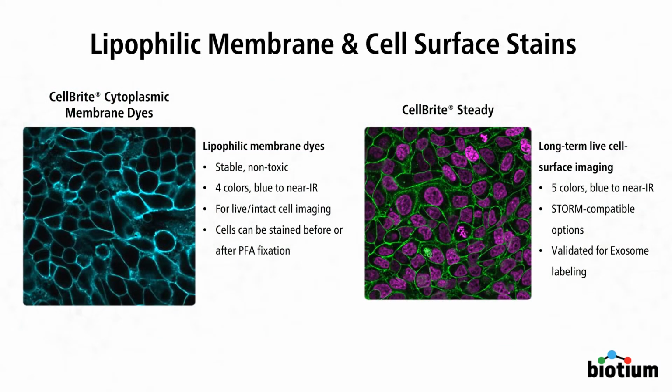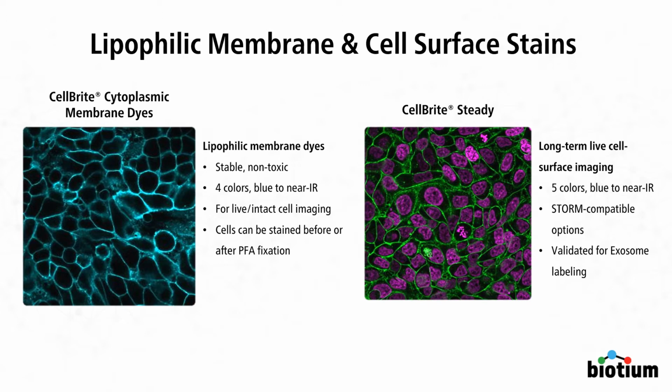Biotium carries a number of dyes to stain the cytoplasmic membrane. Two of the lipophilic membrane and cell surface stains are CellBrite cytoplasmic membrane dyes and CellBrite Steady. CellBrite cytoplasmic membrane dyes are dye delivery solutions that can be added directly to normal culture media to uniformly label suspended or adherent cells in culture. CellBrite dyes primarily localize to the cell surface membrane shortly after staining. However, in live cells, the stained membranes become internalized by endocytosis, so staining becomes primarily intracellular over the course of a few hours in culture.